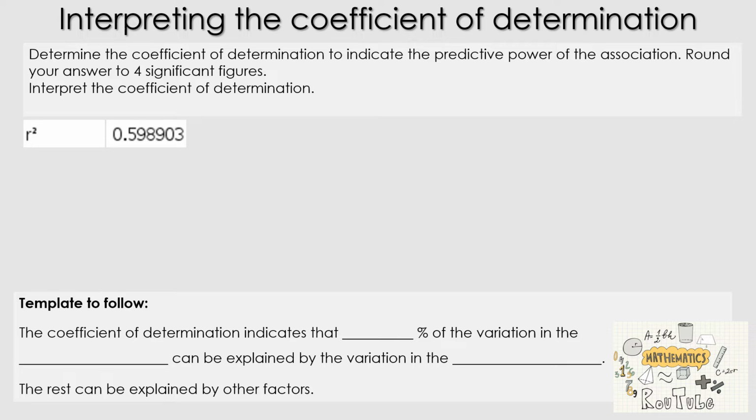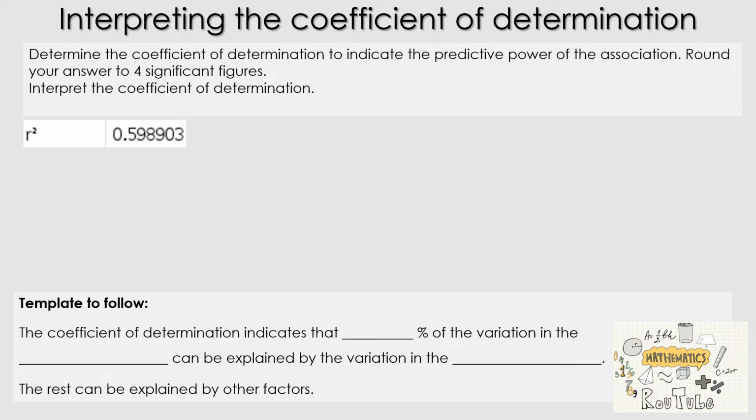And then it wants us to round our answer to 4 significant figures, which we'll have a bit of practice at with sig figs again. The second part of the question, this should probably be a part A and a part B, is then to interpret the coefficient of determination. So it's really important that you understand what you're being asked to do in the question. Whether you're asked to determine or find the coefficient of determination, or if you're asked to interpret the coefficient of determination, they are 2 different things.